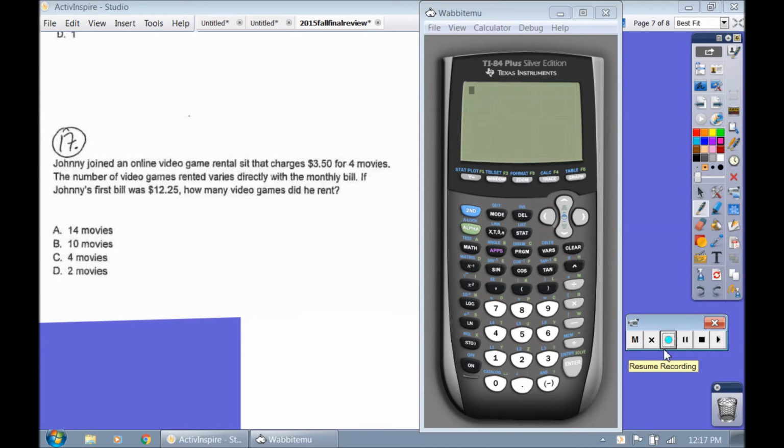All right, Johnny joined an online video game rental site that charges $3.50 for 4 movies. The number of video games rented varies directly with the monthly bill. If Johnny's first bill was $12.25, how many video games did he rent? Okay, well, one movie, let's figure out how much one movie is. One movie costs 87.5 cents, or 0.875.